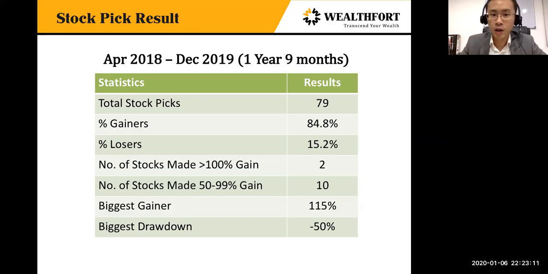So we cover stocks that interest us, and then from our track record, of the 79 stocks we covered, about 84% of them are gainers, while 15% lose money. Out of which we have 2 stocks that made more than 100% gain in the past 1 year plus, and then there are 10 stocks that made 50 to 99% gain out of the 79 stocks that we covered. The biggest gainer so far is 115%, but the biggest drawdown is negative 50%. Now this is the track record of the last 2 years.